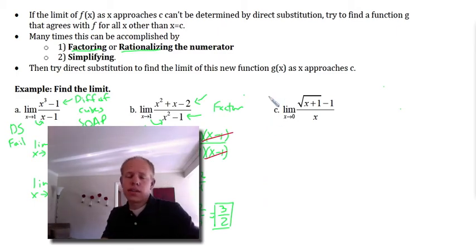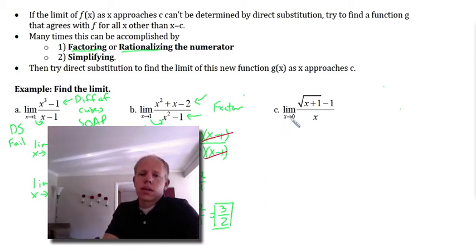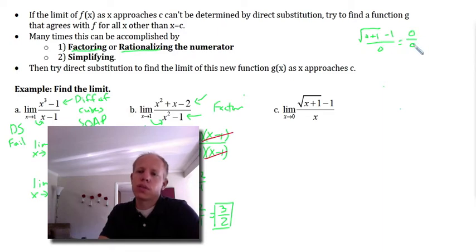So let's look at example C. Here we have a rational function with a radical in it. And so if we try direct substitution here, let's just put that up here and see what we'd get. We'd have 0 plus 1 minus 1 over 0, which turns out to be 0 over 0. Now you might think, well, 0 divided by anything is 0, okay, but it doesn't quite work that way when 0 is in the denominator. And we call this an indeterminate form.